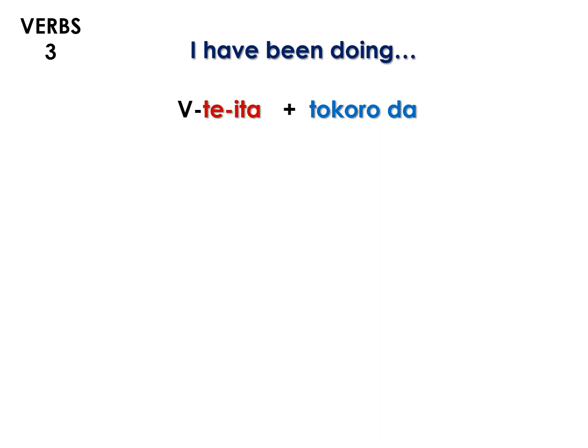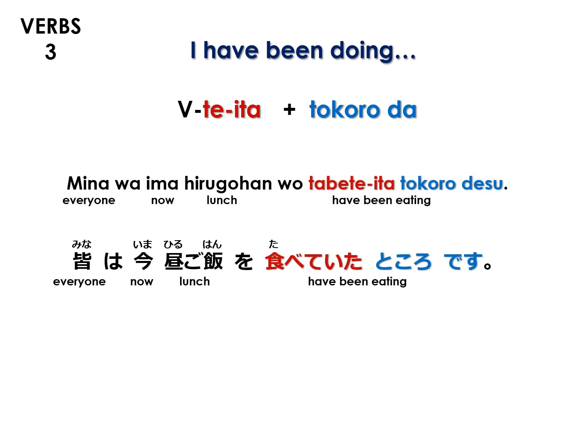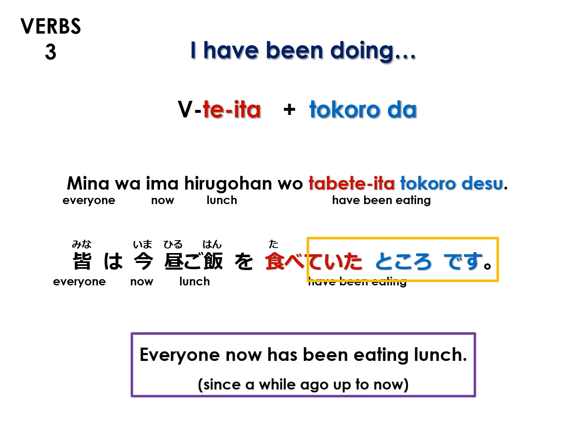Next pattern is the て-itaところだ. Our sentence, みんなは今昼ご飯を食べていたところです。The て-itaところだ pattern means I've been doing なんとかなんとか。Translation, everyone now has been eating lunch. Emphasis here is on the state of being, that everyone started to eat lunch a while ago and is still doing so up to now.